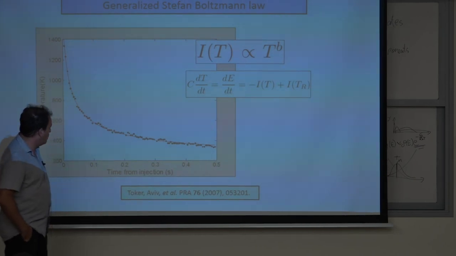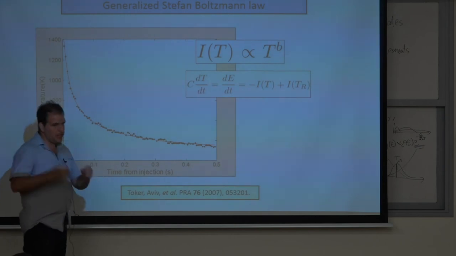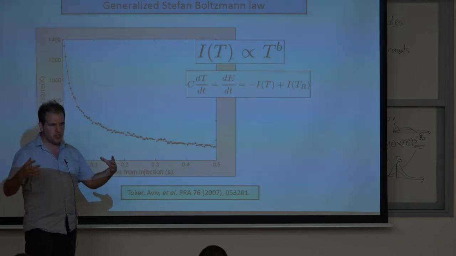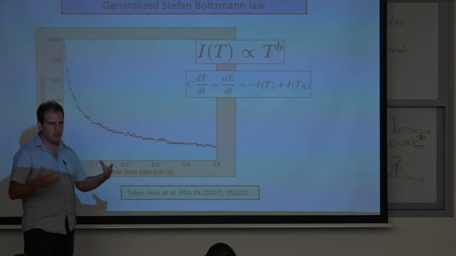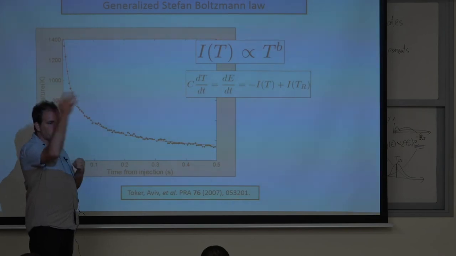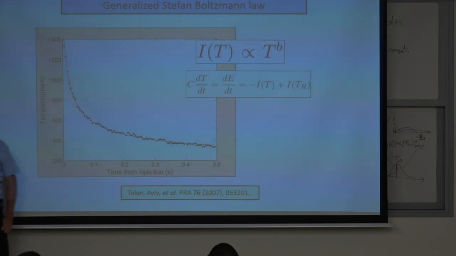And when we did this experiment, it only decays by emitting radiation, and we know that large systems emit radiation according to the Stefan-Boltzmann law. So it goes like their temperature to the power of 4. And here, you can fit it and you get that it goes like the temperature to the power of 3.5.